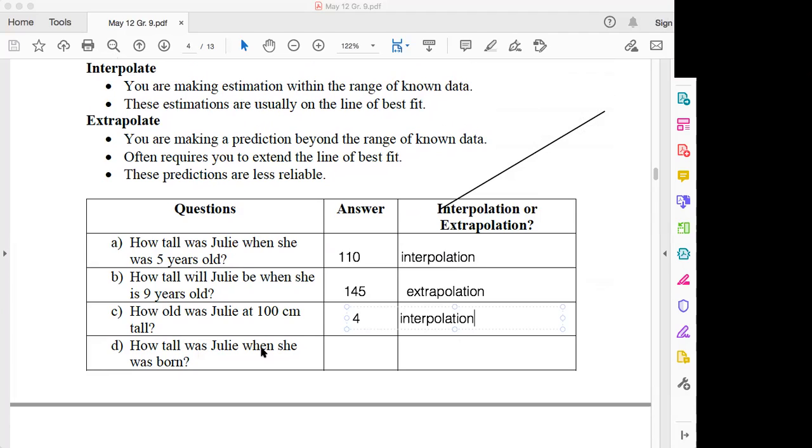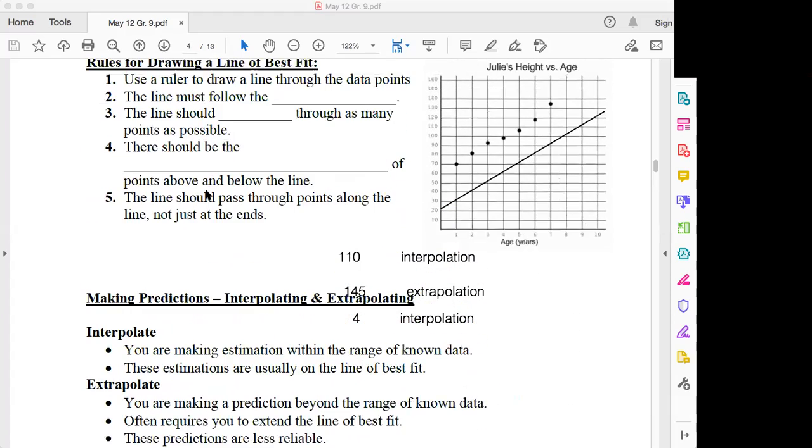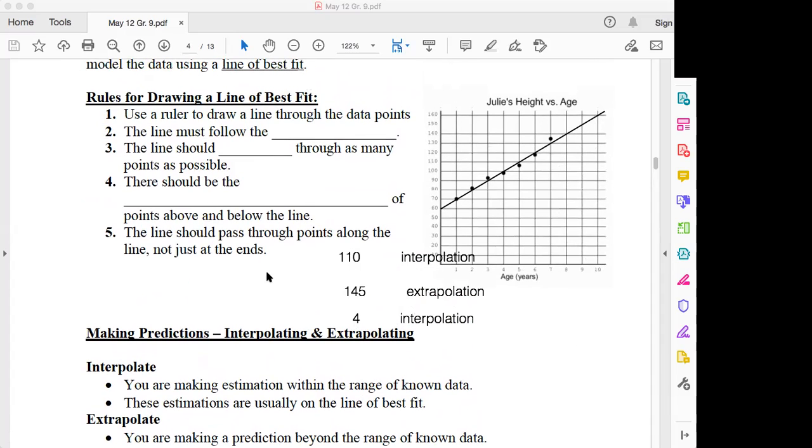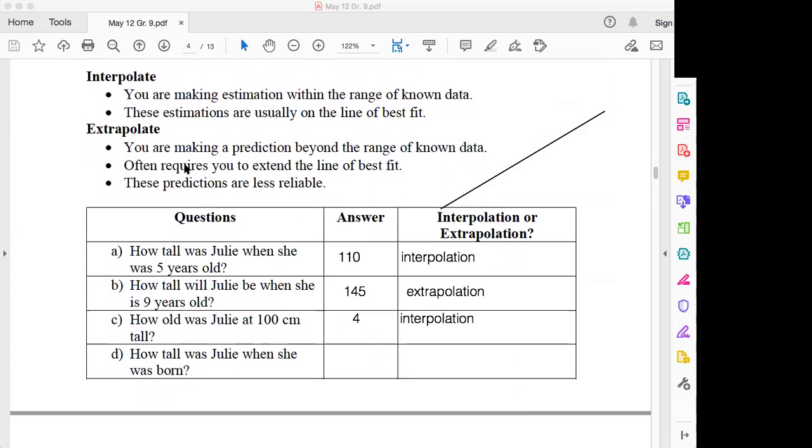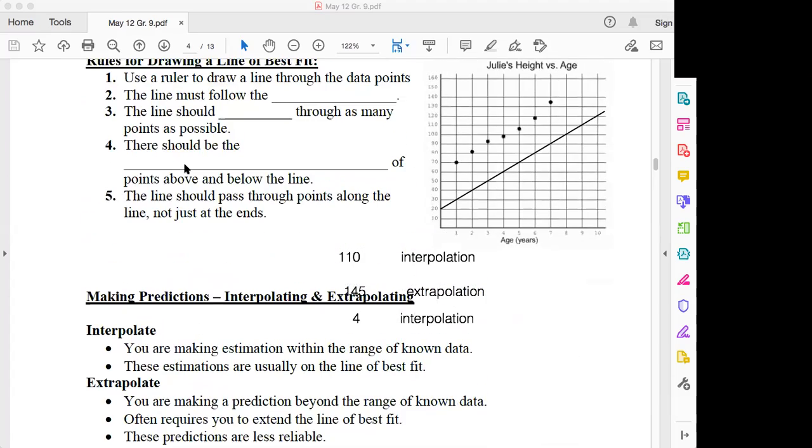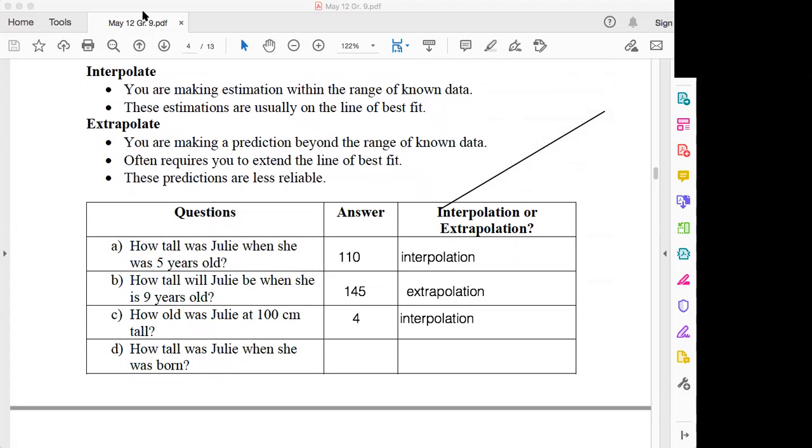Now, how tall was Julie when she was born? So we're going to go back, and that's age 0. So that's going to be our very first point here. If we look at our line, here it says at 0 years old, she was 60 centimeters. But that wasn't part of our data. So that's just part of our line. That's just an estimation because of our line. So that's going to be extrapolation. I said 60. Okay, so 60 centimeters, and that is extrapolation because it's outside of what we know for sure.